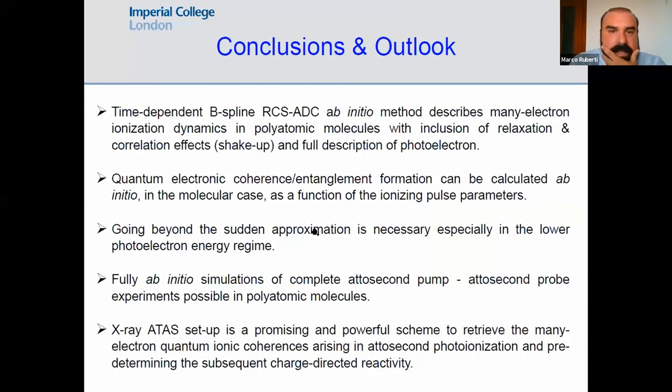And with this, I arrived to my conclusions. So I basically showed you that the time-dependent B-spline method describes many electron ionization dynamics, including electron correlation and a full description of the photoelectron. The quantum coherence in the molecular cation can be calculated in an ab initio fashion as a function of the pulse parameters. I showed you that going beyond the approximation is important when we are dealing with low photon energies and therefore lower photoelectron energy as well.